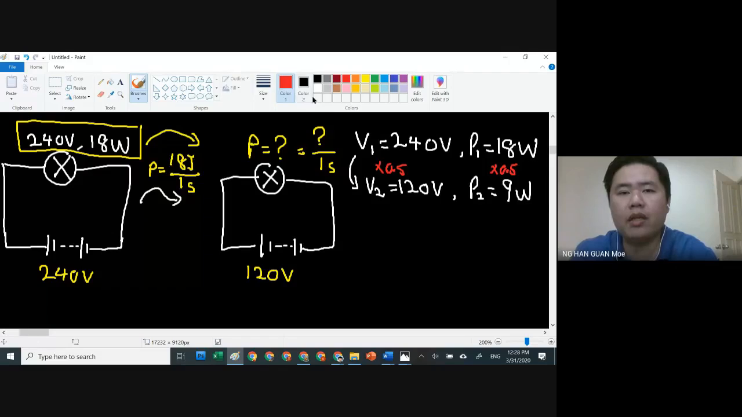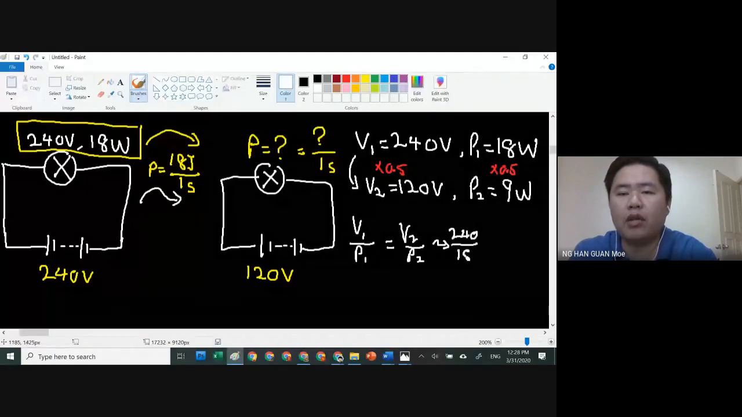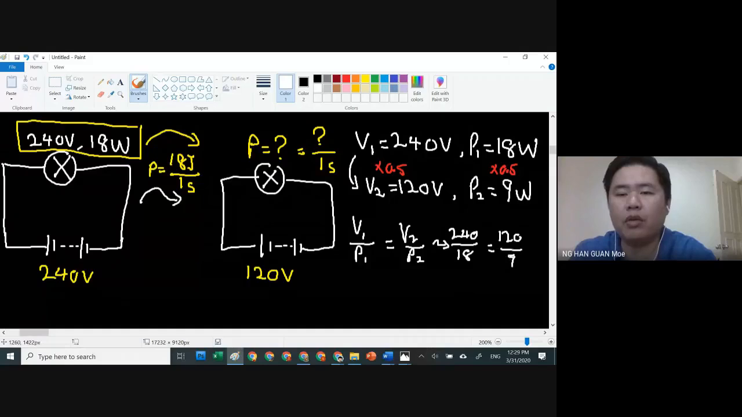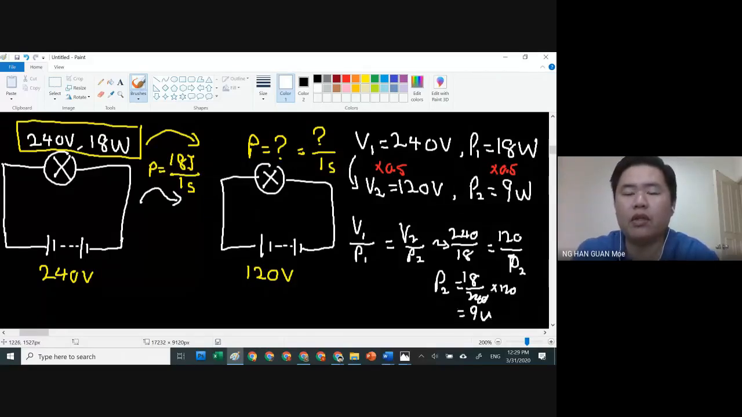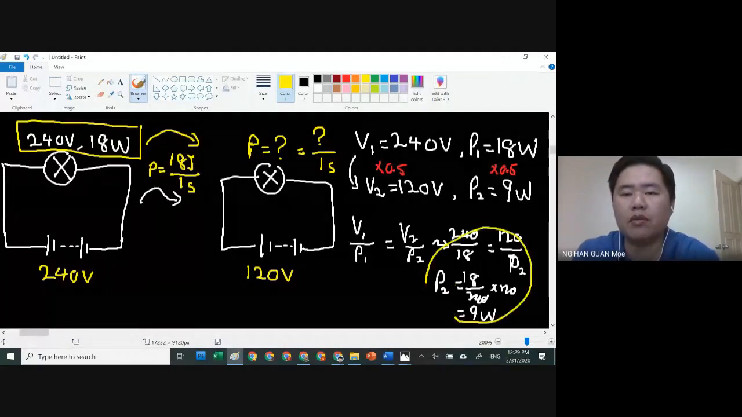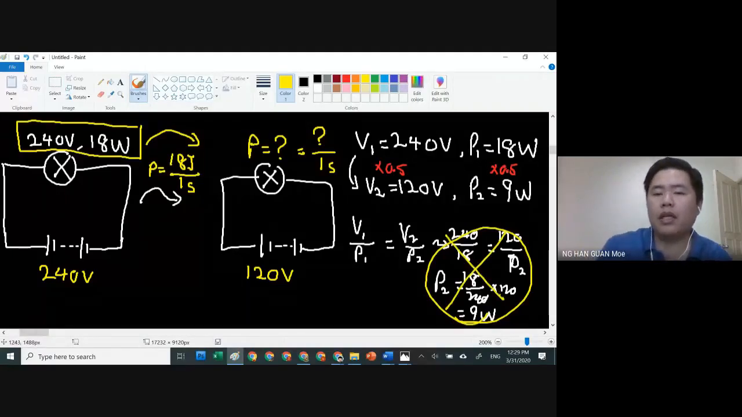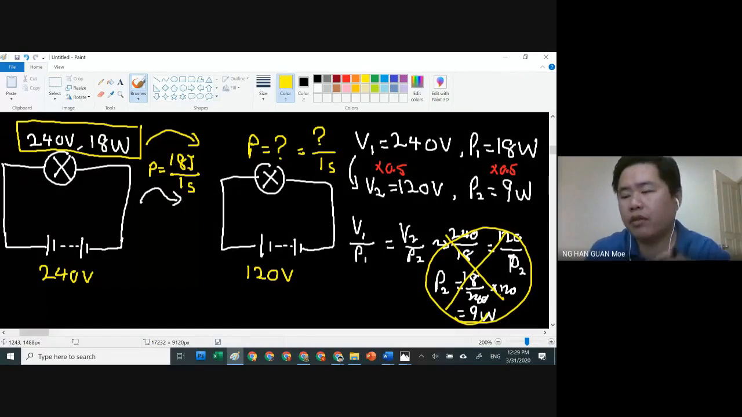You apply V1 over P1 equal to V2 over P2. That's why you have 240 over 18 equal to 120 over P2. That's why you get P2 equal to 18 over 240 multiplied by 120. Then you get 9 watt. So this calculation, sorry to say, is wrong. That's the reason why I say the answer 9 watt is wrong.